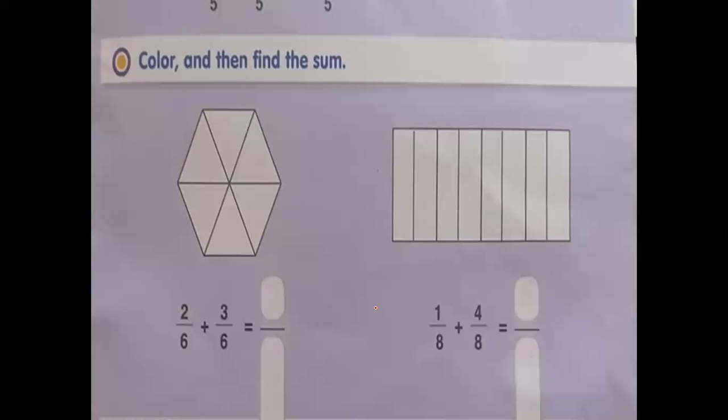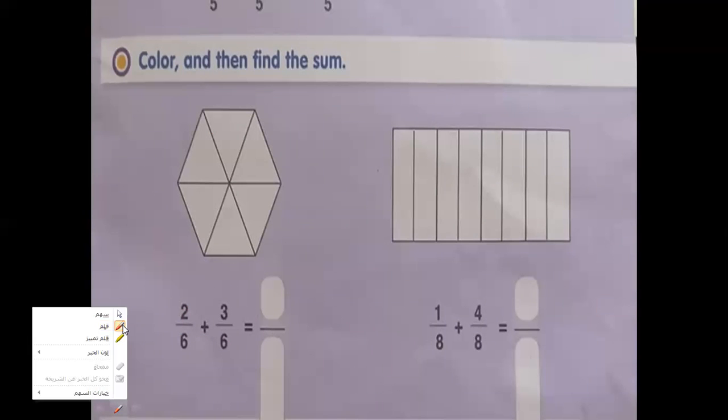Let's move to question number 1. We are going to color and then find the sum. So number 1, we have this shape. It is a hexagon. It is divided into 6 parts, okay? So we are going to add 2 over 6 plus 3 over 6. What are we going to do? We are going to color 2 parts in one color and the other 3 parts with another color. So we are going to color 2 parts in yellow and 3 parts in green. So let's start coloring.